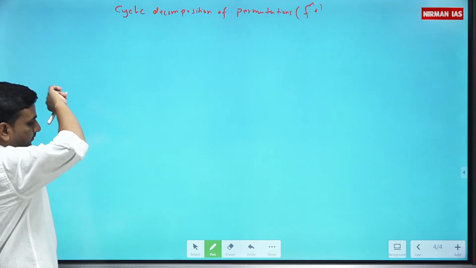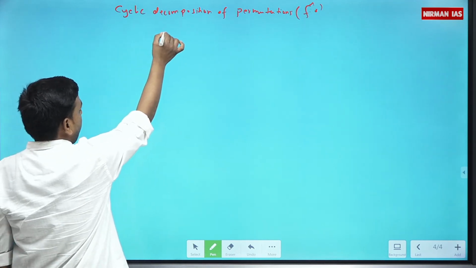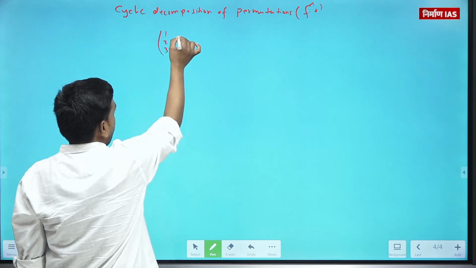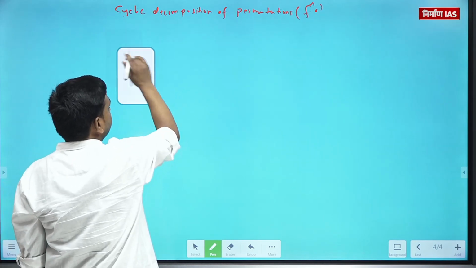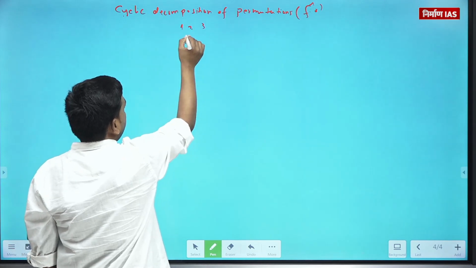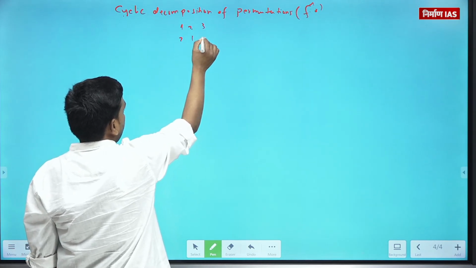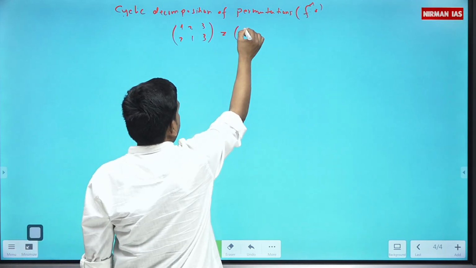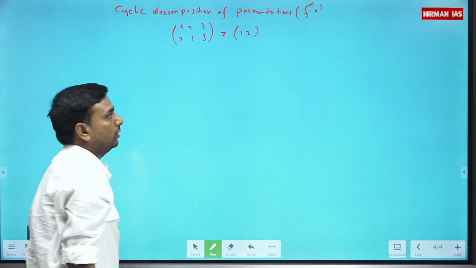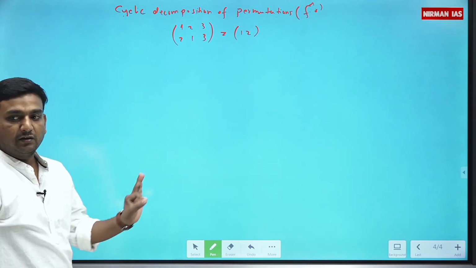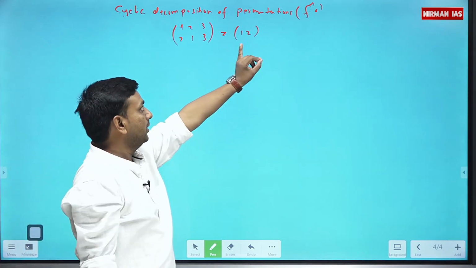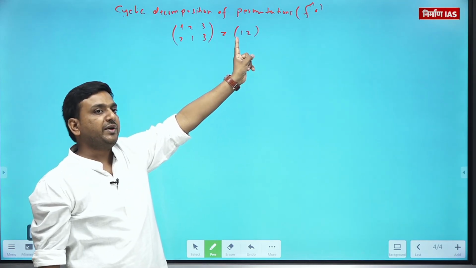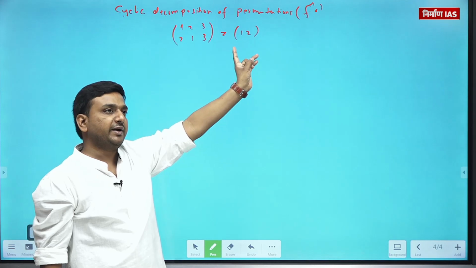Means, let's say I have a permutation where 1, 2, 3: 1 is mapped to 2, 2 is mapped to 1, 3 is mapped to 3. I will represent it as (1 2). What this cycle says, please listen. The next element is the image of its previous element.